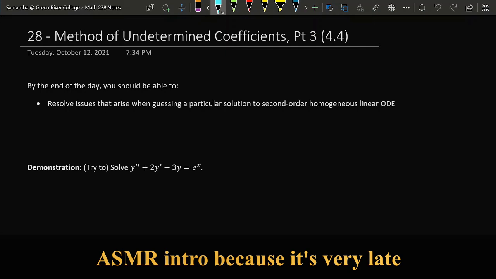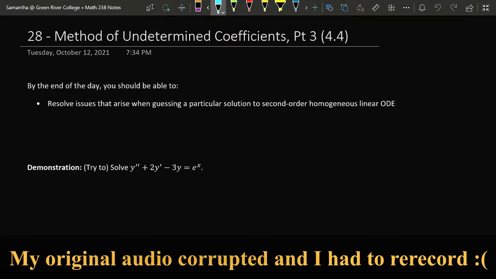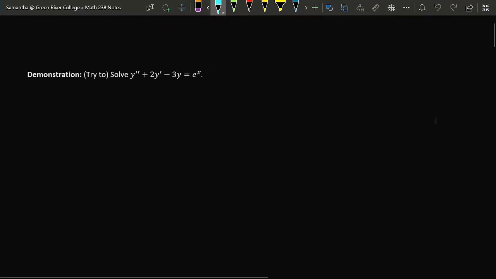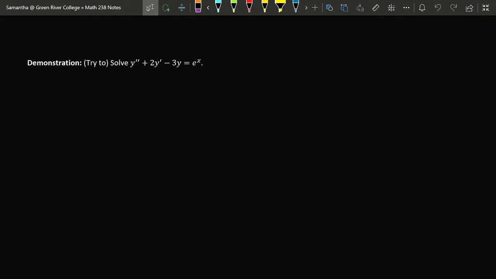In today's video, we're going to continue talking about the method of undetermined coefficients. In particular, we're going to be looking at some of the things that can go wrong when you try and guess a particular solution. For example, let's try to solve the non-homogeneous ODE y'' + 2y' - 3y = e^x.